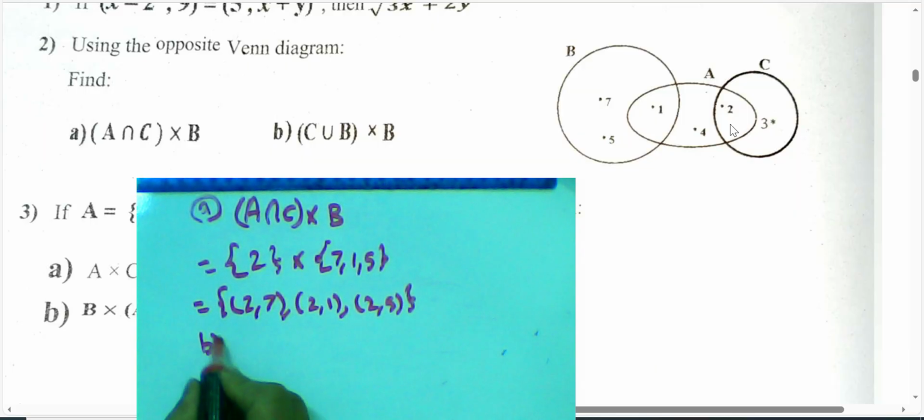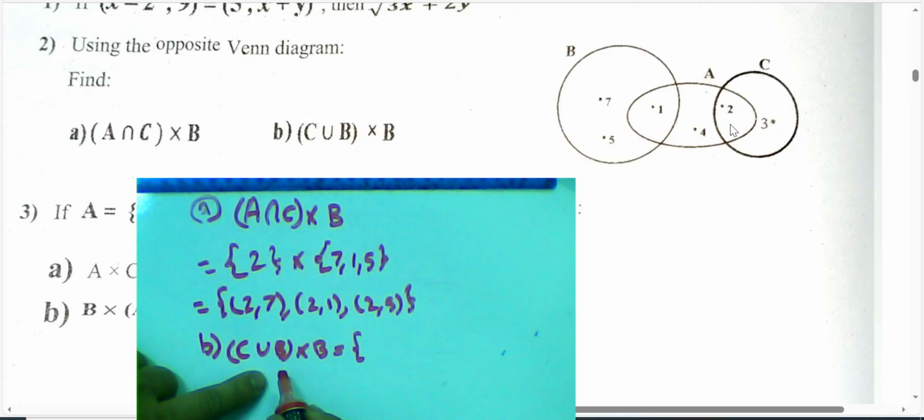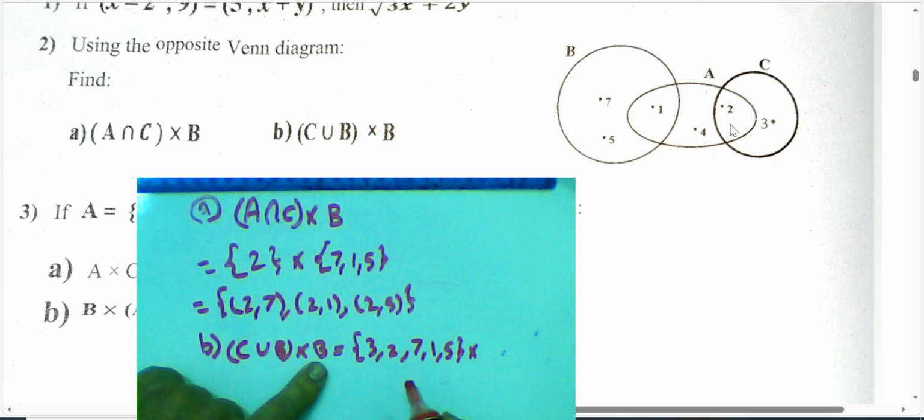Question letter B. C union B Cartesian product with B. The union between C and B. Write all elements in C and B. Don't repeat. C was 3 and 2. And B has 7, 1 and 5. Cartesian product with B. B was 7, 1 and 5. 7, 5 and 1.